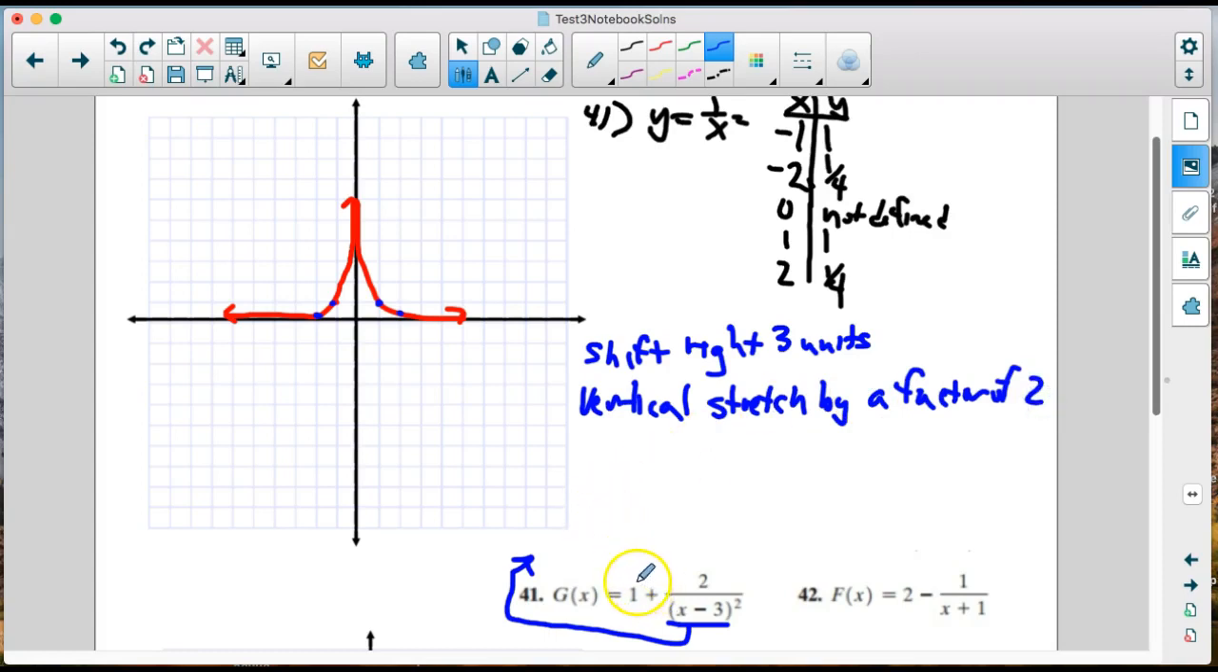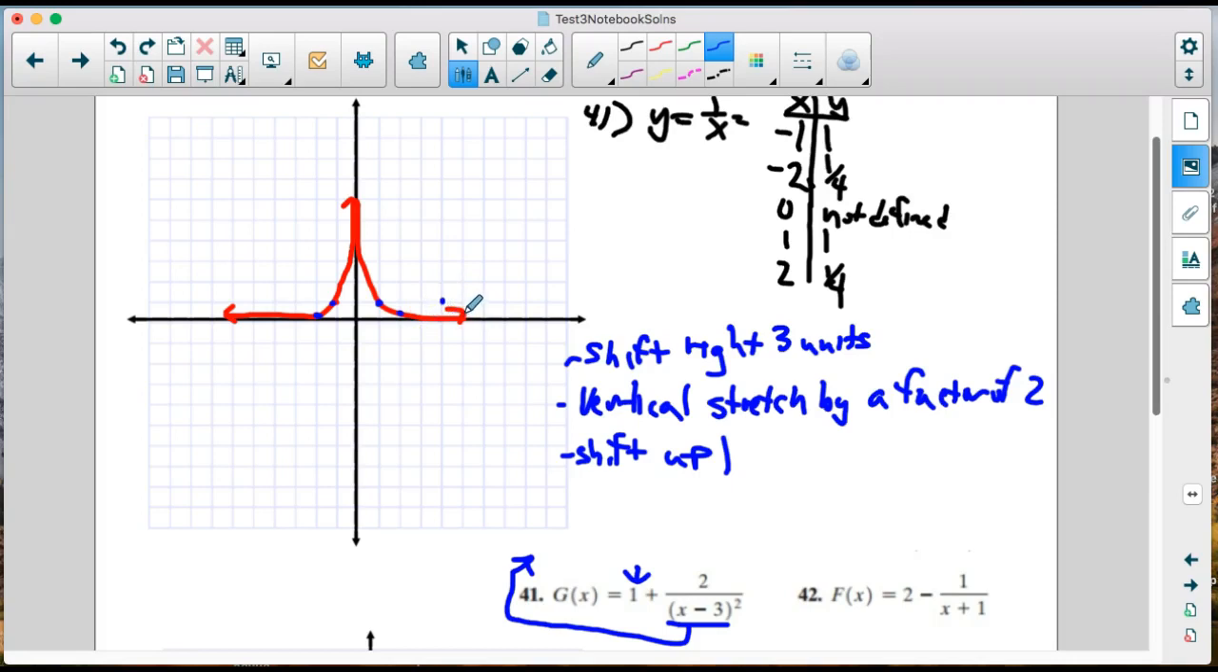And then the last thing is this one, which we do last because it's added. In the order of operations, we do this first, square it, then we divide 2 by that number, and then we add 1. So the last thing we're going to do here is shift up 1 for this plus 1. Okay, so we're just going to take these points and do that to them. So we're going to move right 3. 1, 2, 3. So this point goes here.